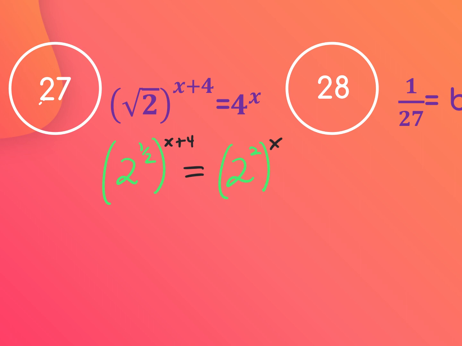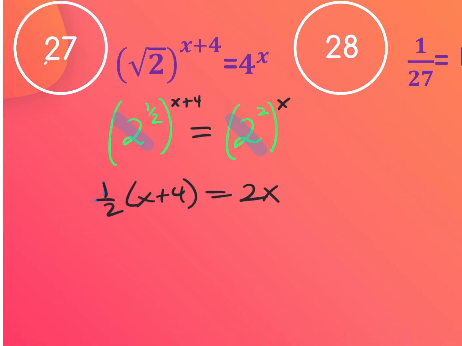The bases are the same. Get rid of the 2's. Multiply. So here, bases are the same. So I need to distribute the 1/2 to the x plus 4. And then the 2 to the x. So now I get 1/2 x plus 2 equals 2x.